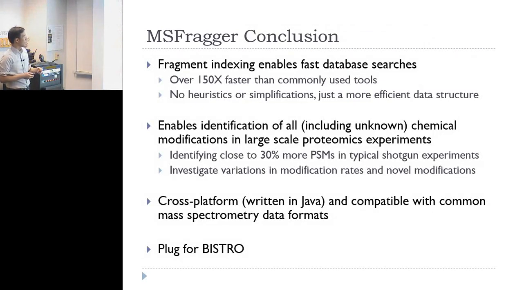So in conclusion, fragment indexing enables super fast database searches, and it's 150 times faster than a lot of these conventional tools. There are no heuristics or simplifications; what we're doing here is just a more efficient data structure. This allows you to do large-scale identification of potentially unknown modifications, and you get close to 30% more PSMs in a typical shotgun experiment, and you can investigate lots of different things. The tool itself is cross-platform, it's Java, and compatible with a whole bunch of different formats.